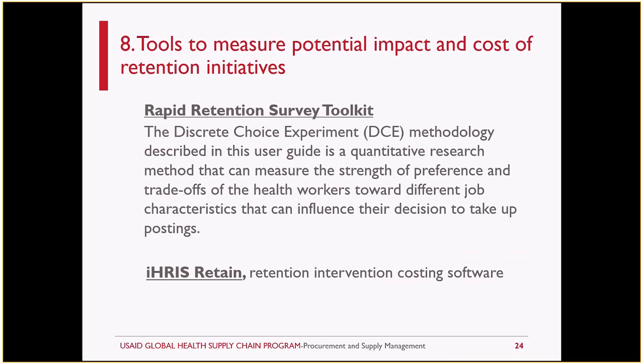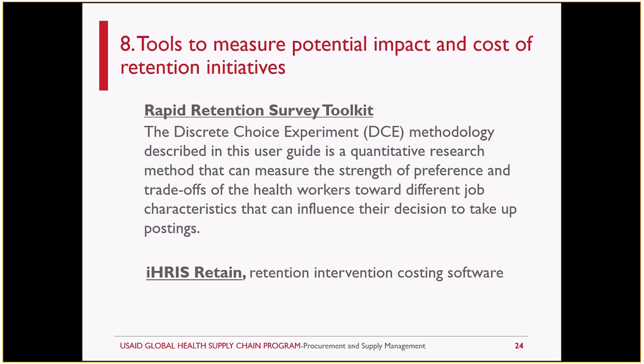As we move towards the end of the webinar, I want to take the opportunity to introduce to you some tools. When you get a copy of the slides, these tools are hot linked so that you're able to get a look at those in some detail. This first one is the Rapid Retention Survey Toolkit. This is a research methodology that you apply to a particular organisation and cultural context to understand why people want to stay at your organisation.